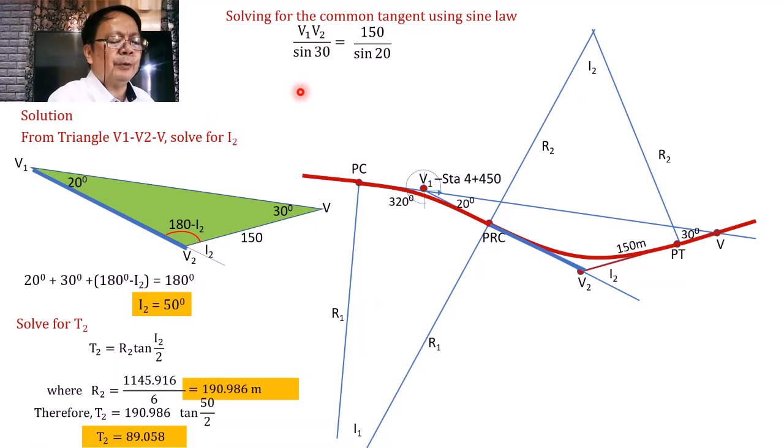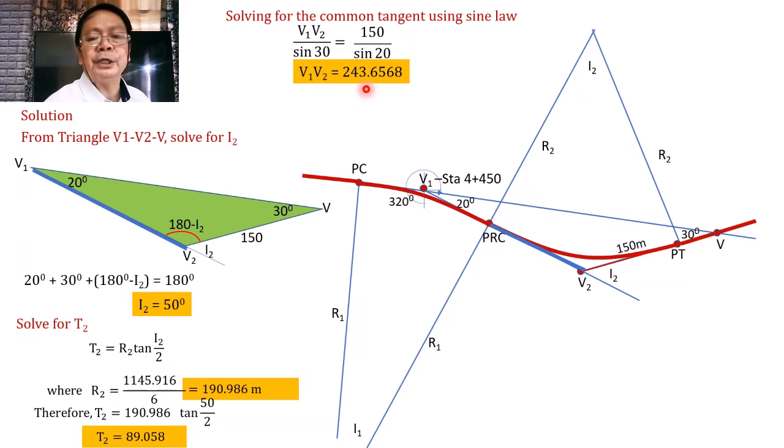So from here we can compute for V sub 1, V sub 2 to be at 243.6568 meters. And that is our length of the common curve. But because the length of the common curve is equal to the sum of T sub 1 and T sub 2, therefore from here we can compute for T sub 1, where T sub 1 will be equal to the distance of the common tangent minus T sub 2.